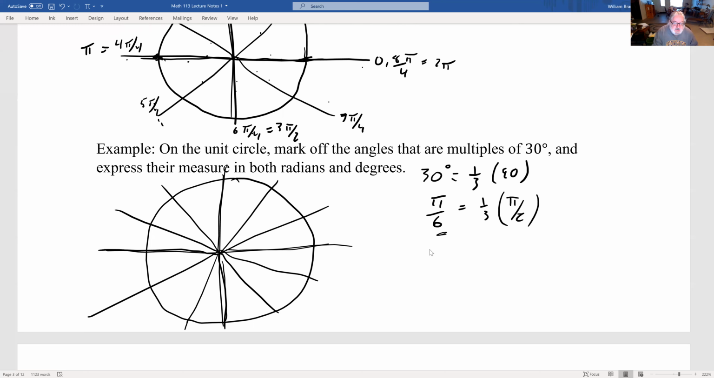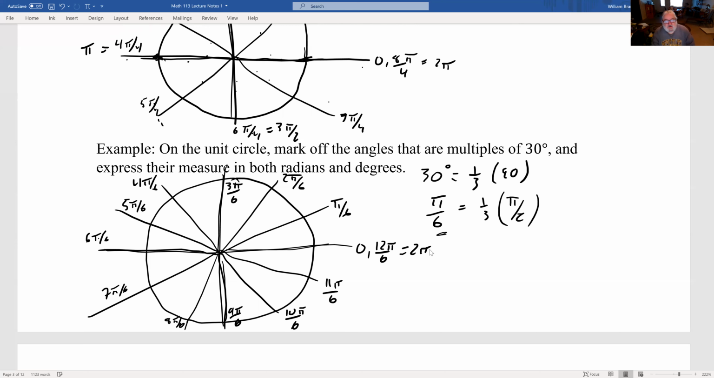So what are the angles we have? 0, 1 pi over 6, 2 pi over 6, 3 pi over 6, 4 pi over 6, 5 pi over 6 over here, 6 pi over 6, 7 pi over 6, 8 pi over 6, 9 pi over 6 down here, 10 pi over 6, 11 pi over 6, and 12 pi over 6, and 12 pi over 6 is 2 pi, and so we've made it all the way around the circle in sixths.